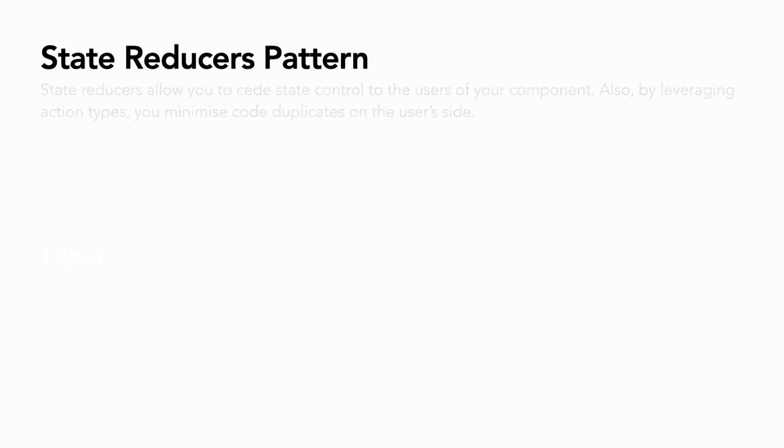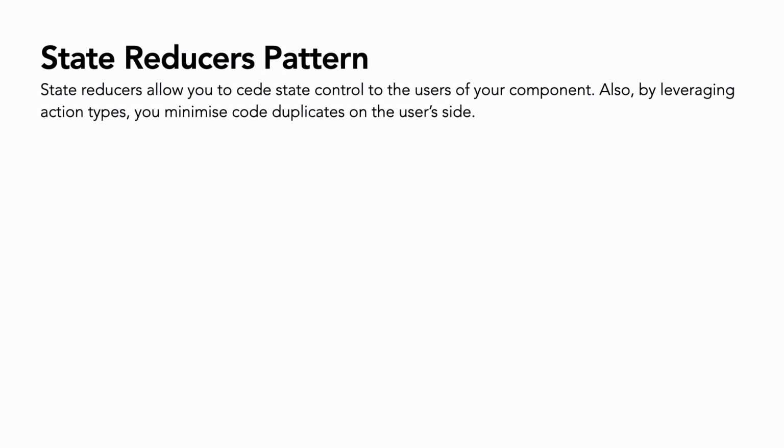So here it is. First, the state reducer pattern, very much like the control props pattern, is there to make sure that you can cede control over to the users of your components. Now, this goes a step further. To prevent duplicates, you can also go ahead and export action types. Now, I'm going to show you what I mean, but here's a very basic example.